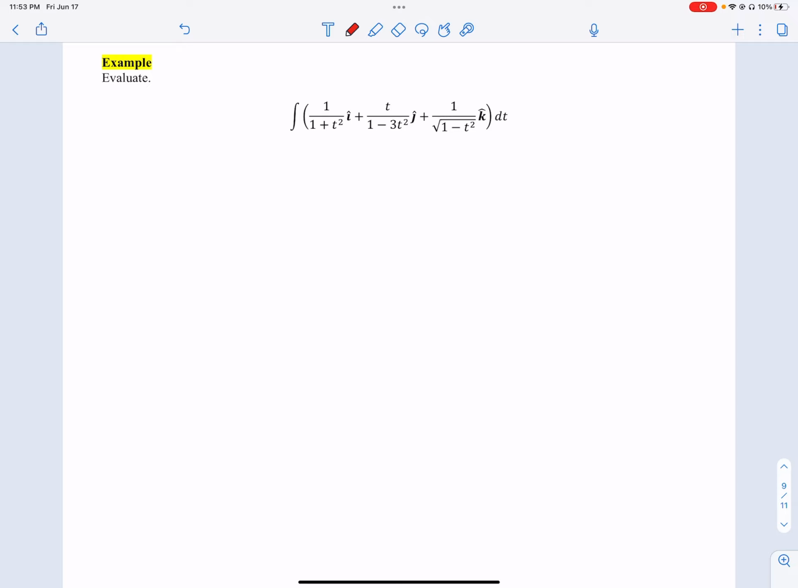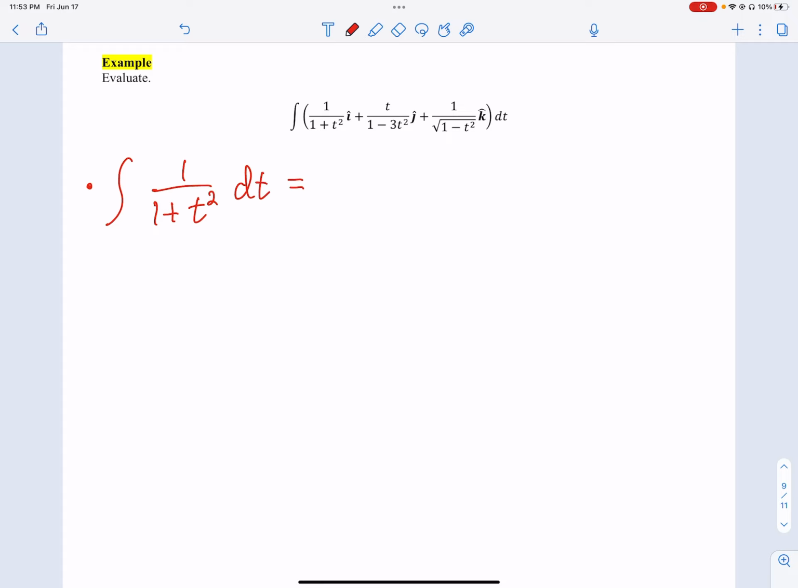All right, let's do another example of integration of a vector valued function. Let's do each component. I think that is the smartest way. It's the easiest way to show your work. It'll be the best way for me to give you partial credit. So we have this function.